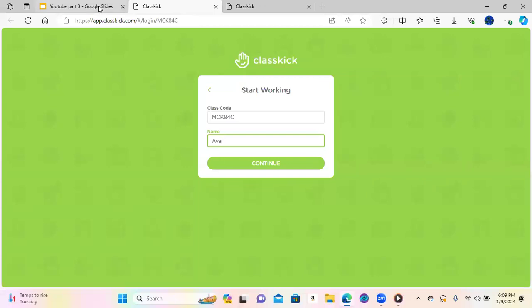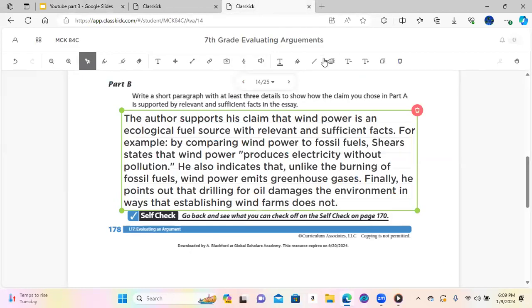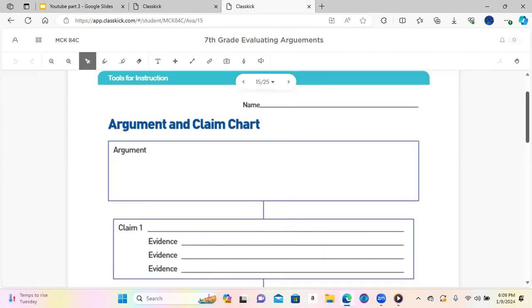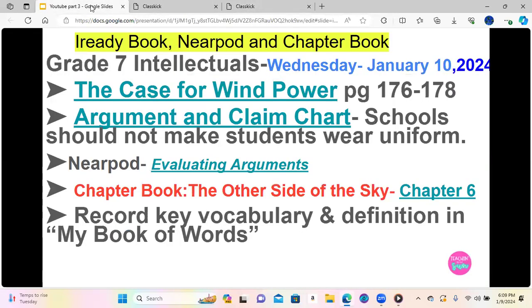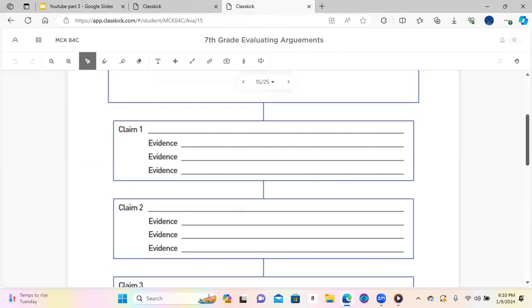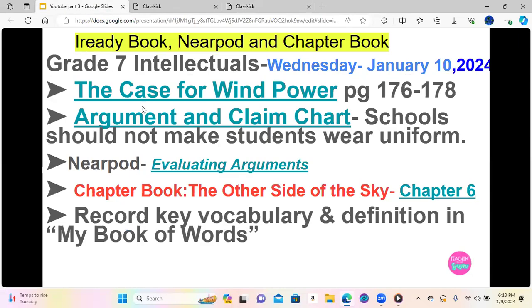Okay, boys and girls. Now you're going to work in your small groups to complete an argument and claim chart in regards to the case for wind power. So we're going to use this graphic organizer, and I'm going to provide you with the claim that the government should invest in wind power, and you'll have to provide evidence to support the claim. We'll go through this together in small groups.